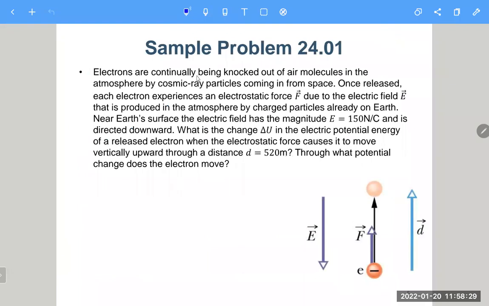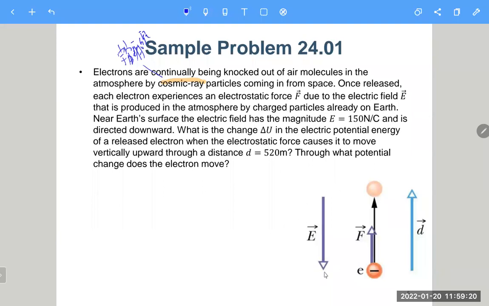Okay, so here let's take a look at a sample problem. It says electrons are continuously being knocked out of the air molecules in the atmosphere by cosmic rays, in Chinese called 宇宙射线, cosmic ray particles. Usually it means high energy particles, as I mentioned in chapter 21, maybe gamma rays or X-rays, something like that, particles coming from space. Once released, each electron experiences an electrostatic force F due to the E field that is produced in the atmosphere by charged particles already on the Earth.